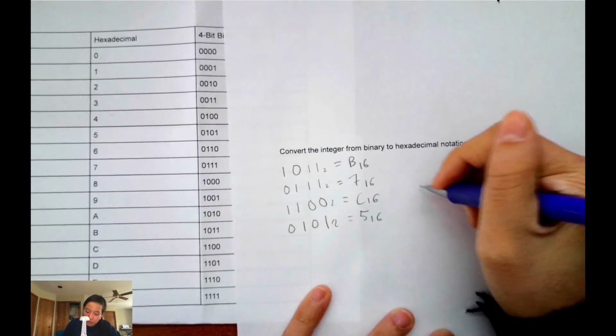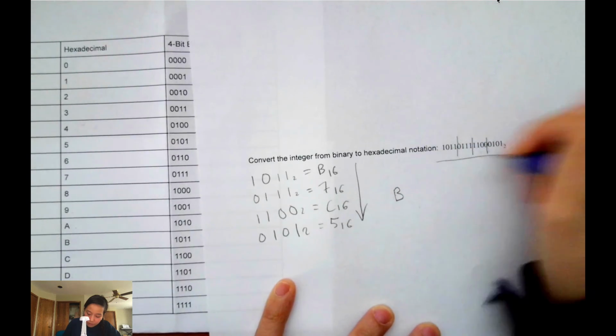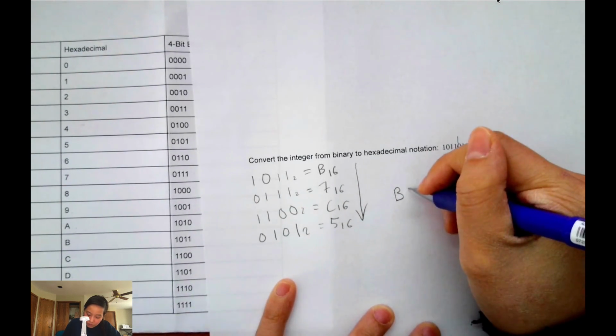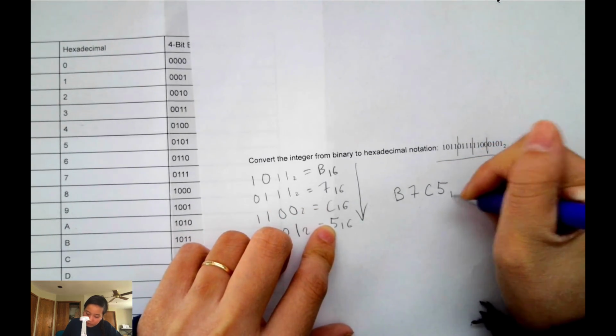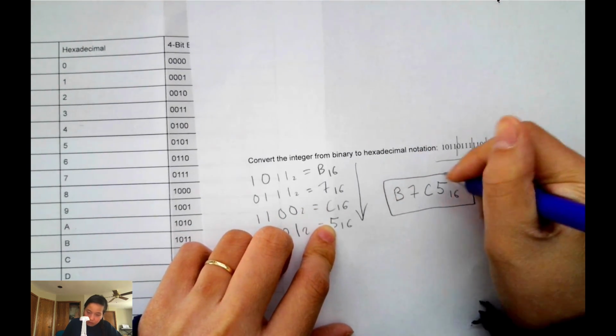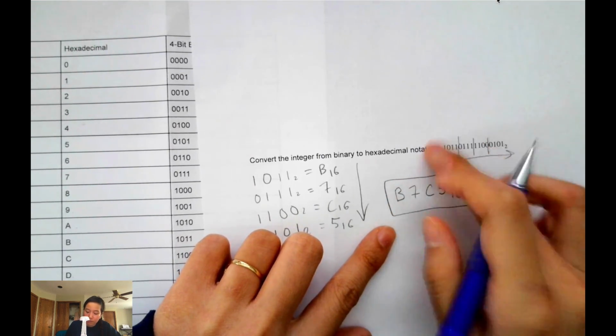So now all you have to do is write, from top to bottom, left to right, B7C5 subscript 16. This right here is the hexadecimal notation of this binary number.